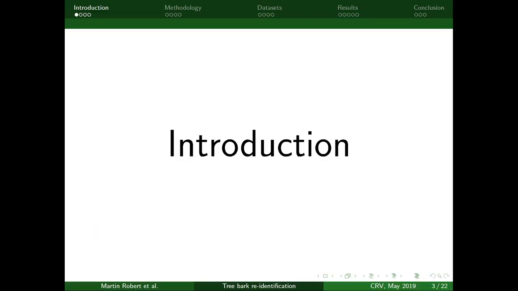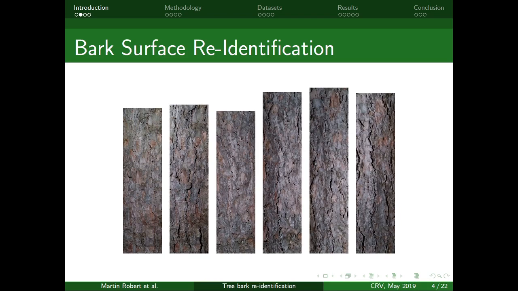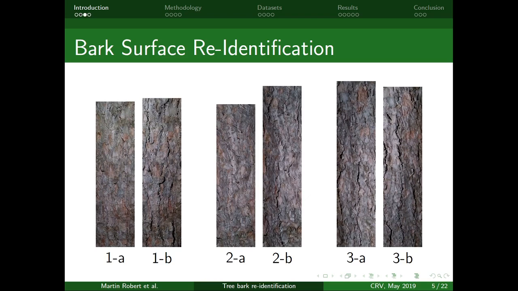So let's begin with the introduction. The problem we investigated is the re-identification of tree bark surfaces. That in turn allows tree re-identification. As an example, the 6 images shown here come from only 3 distinct surfaces. Could you guess which are the pairs of images corresponding to the same bark surface? Here is the answer. They were already paired together.